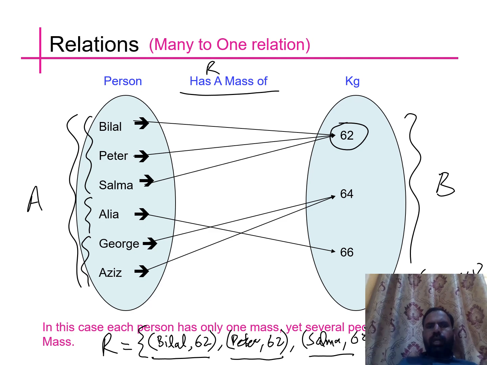So it's the many to one relation, and this shows Alia has a mass of 66 kg, George has 64, Aziz has 64 kg. This is many to one relation. In this case, each person has only one mass, yet several persons have the same mass.